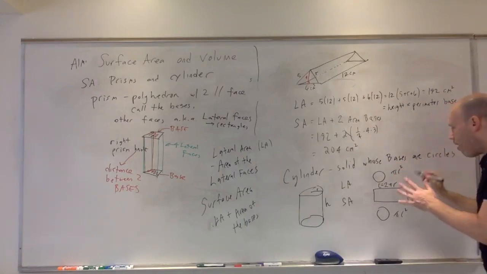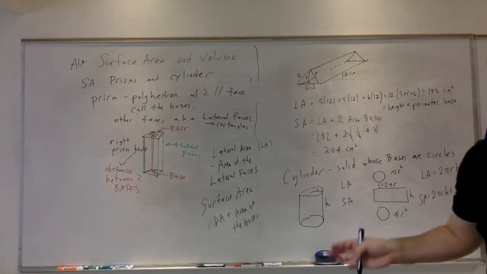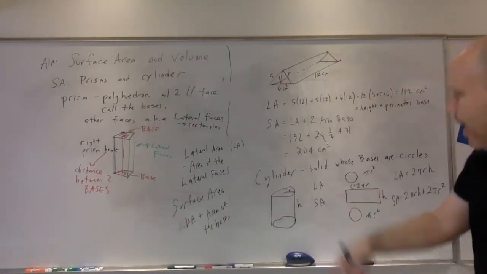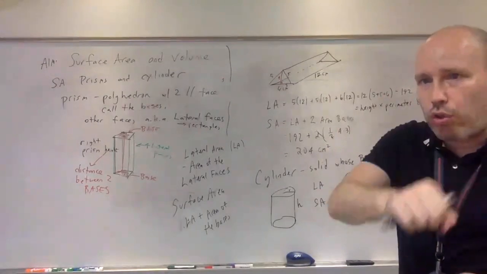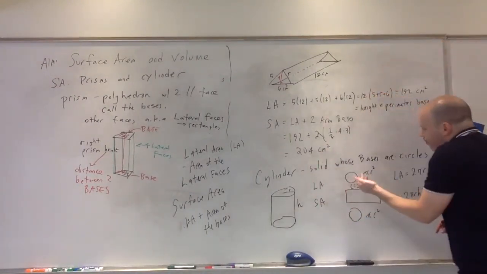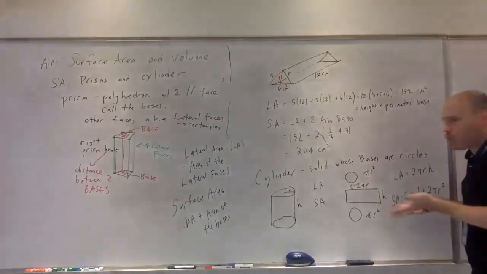So therefore, the lateral area is equal to 2 pi r times the height, which means the surface area is equal to the lateral area plus 2 times the area of the circles. And that's literally the amount of paper you would need to make a cylinder. You need to cut out 2 circles, and then a rectangle whose base, or one of the dimensions, is the circumference of said circle.